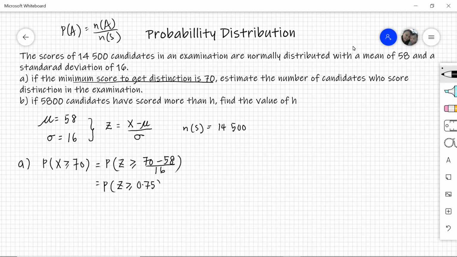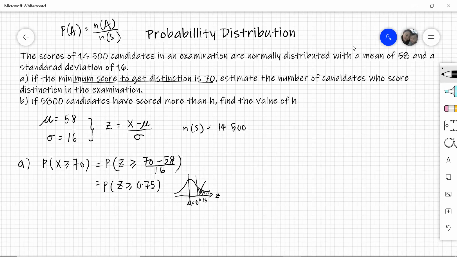Once we reach here, always remember to sketch the bell curve. Remember, this bell curve basically is for the z-score. The x-axis is now the z-axis, and the middle one here is 0. So where is z equals 0.75? It will be here. And what do we want? We want greater than. That means we want this area. The area will represent the probability that z is greater than 0.75.